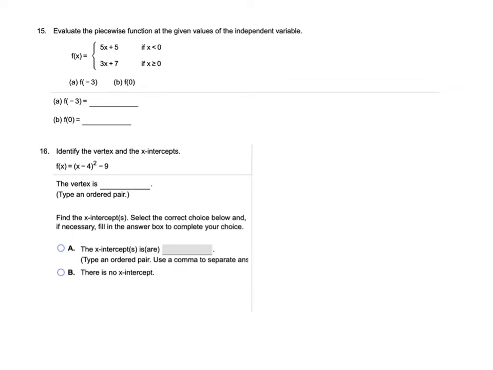So look at A. We want to find f of negative 3. So our x is negative 3. You just want to go up to the piecewise function and find where negative 3 falls. And it falls right there because negative 3 is less than 0. So that means you're going to use the top part. You're going to plug in negative 3 to 5x plus 5. And then whatever you get for your answer is your answer. So I got negative 10. So f of negative 3 is negative 10.